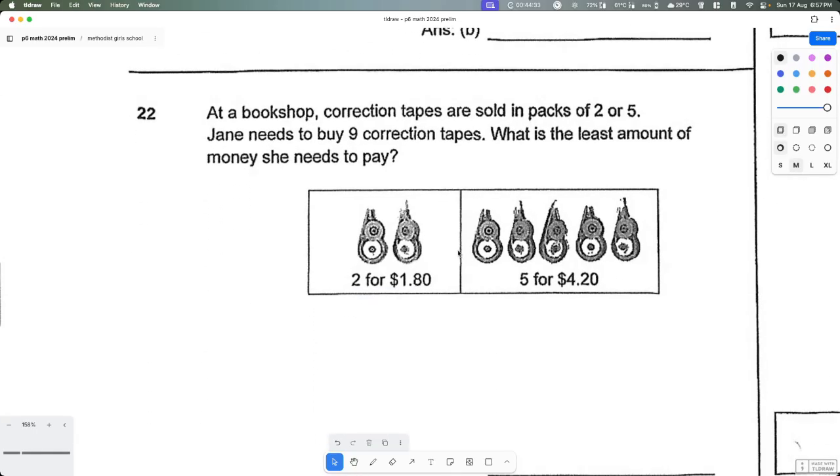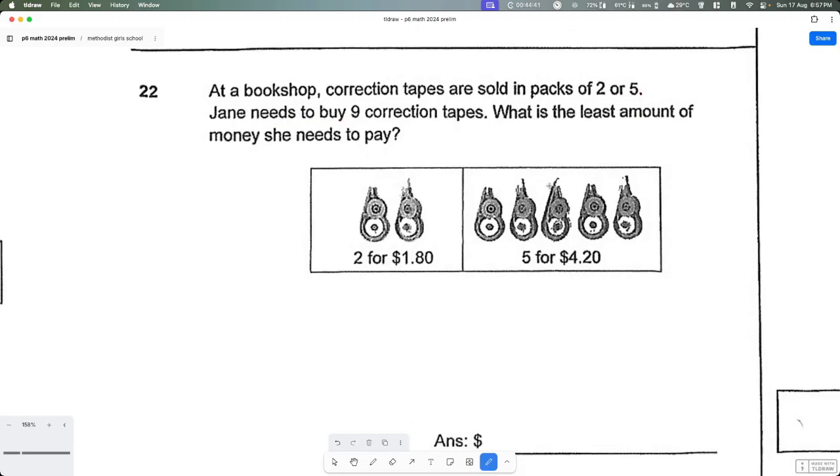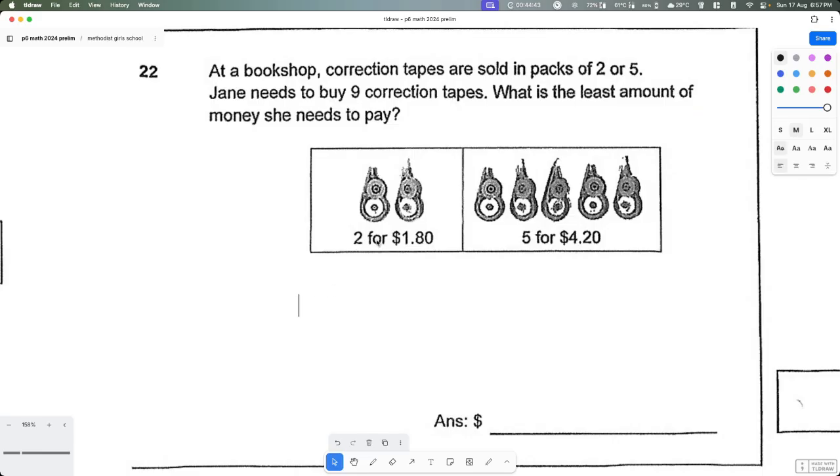Question 22. At a bookshop, correction tapes are sold in packs of 2 or 5. Jay needs to buy 9 correction tapes. What is the least amount? Okay, so always go for the 5 and 2. So 9 tapes is equal to 1 times 5 plus 2 times 2. Okay, 5 pack, and 2 times 2 pack.